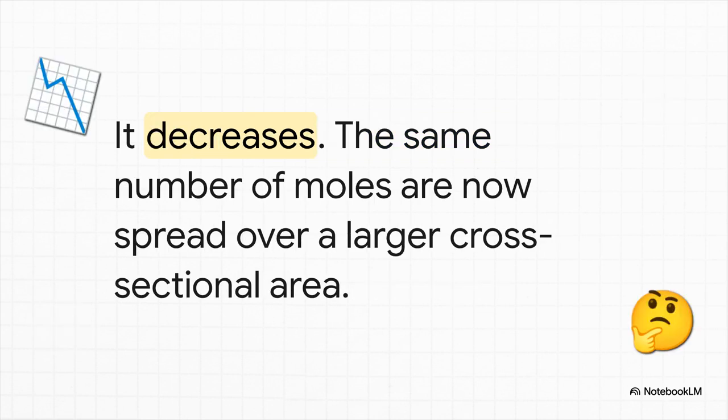All right, now what about molar flux? Now flux is just a way of saying flow rate per area. Since we already know the amount of gas flowing is staying the same, but the area of the pipe just got a whole lot bigger, the flux has to go down. This shows us something really important. The same number of molecules are still passing by, but now they're way more spread out.